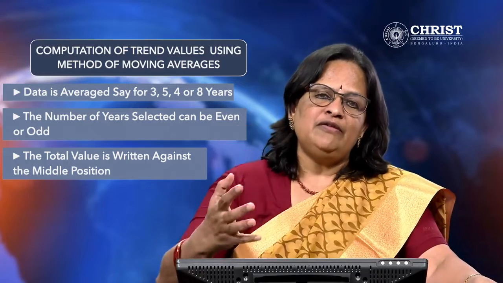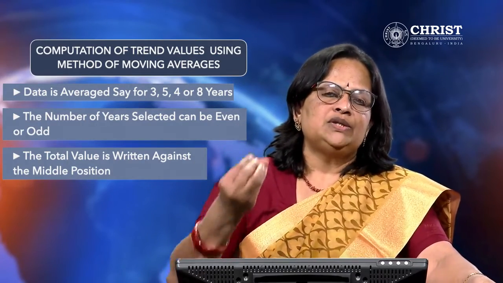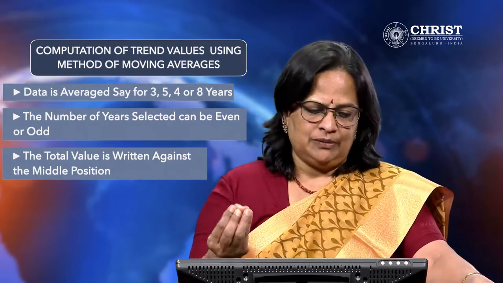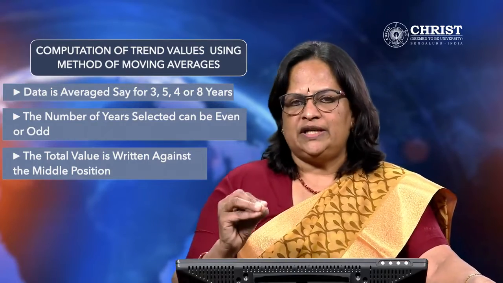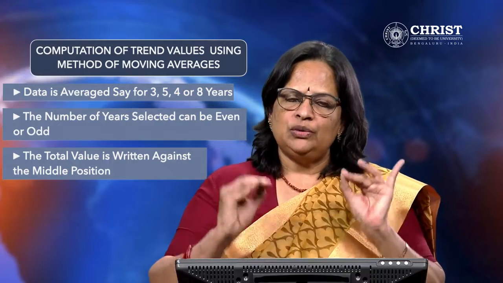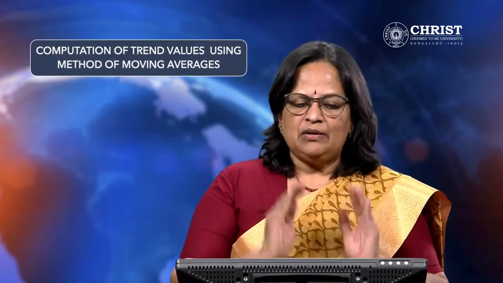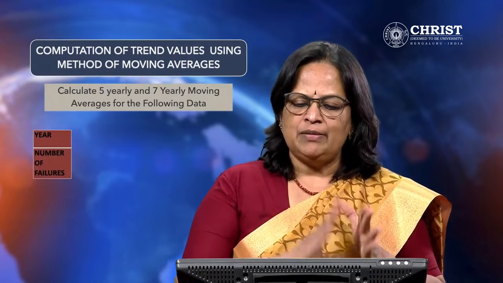But if it's an even year, the computation is slightly different. I will explain with the problem. So for 4 years or 8 years, we have a different computation. Later it will be averaged according to the number of years taken. So I am telling you again, the computation is slightly different, which we are going to learn with the help of the problem.